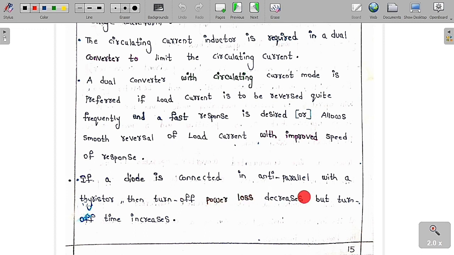If a diode is connected in anti-parallel with a thyristor, then turn off power loss decreases but turn off time increases. Because if you connect the diode in anti-parallel with the thyristor, the power loss during turn off will decrease but the turn off time increases. Listen carefully: the turn off time will increase, whereas the turn off power loss will decrease.